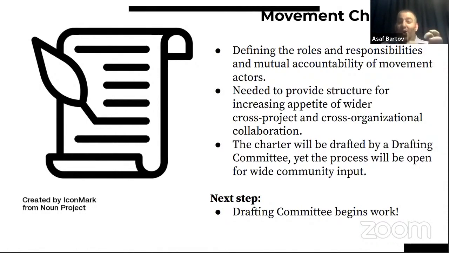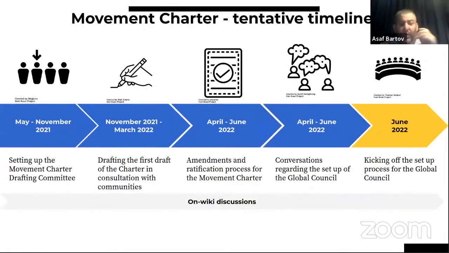They are on the hook. They are accountable for creating a charter draft. But that draft will then be open to comments, feedback, collaboration by absolutely everybody. So the timeline for that: we've just finished setting up the drafting committee. This drafting committee will have 5 months to come up with a first draft of the charter. And even during those 5 months, people will be able to get involved.